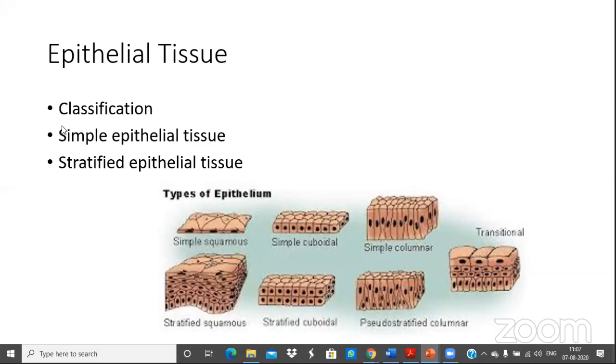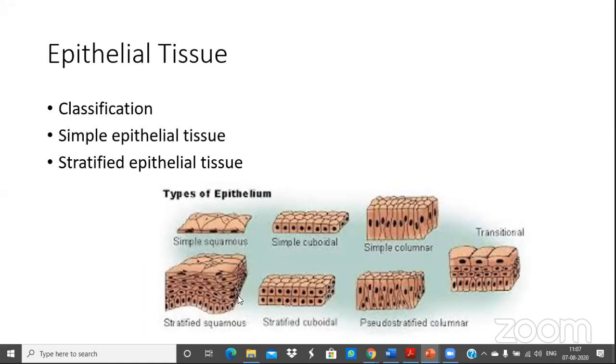Simple means, remember here, single layer. If you look at this first picture, it's a single layer. Single layer means one layer, and only one set of cells is arranged. 1, 2, 3. So only one layer on the single basement membrane. If it is a single layered cell, it is called simple epithelial tissue.